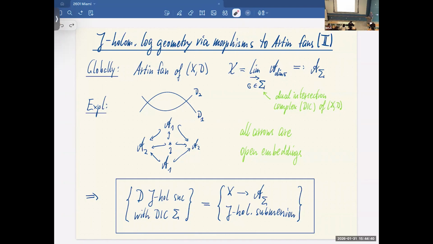That sounds almost like a defect of the theory, but it's a feature in the sense that it is a lot more universal. Yeah, it's discrete. It's a discrete enrichment of whatever comes after or comes before. Okay, so now I can say a J-holomorphic SNC divisor with a given dual intersection complex sigma is the same as a J-holomorphic submersion from X to A_sigma.